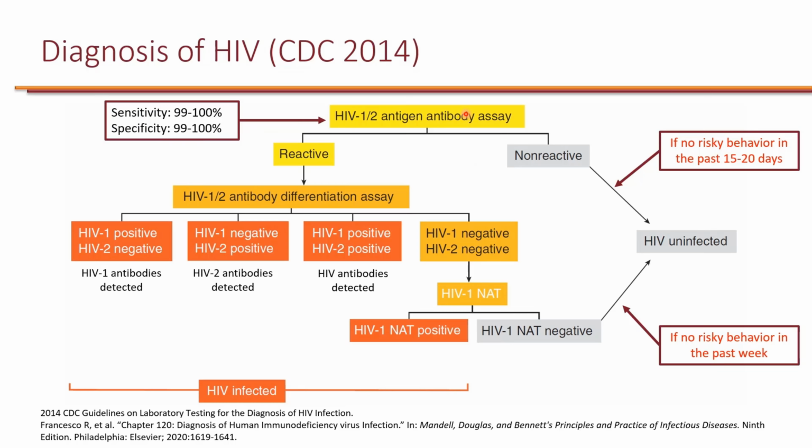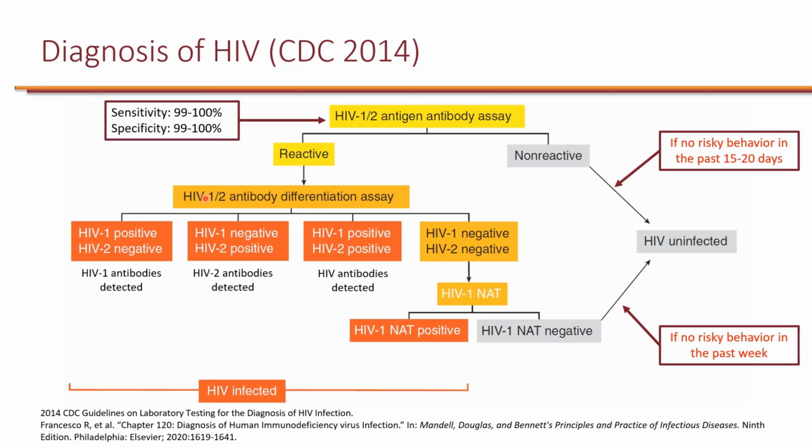It does take some time for the body to make antibodies and for the antigen levels to increase in the plasma. Therefore, if someone has just been exposed to HIV, this test is unlikely to detect it. Now, if someone does test positive, we don't know if it's HIV-1 or HIV-2. So we need to do another assay, an antibody differentiation, to figure out if this is HIV-1, HIV-2, or both.